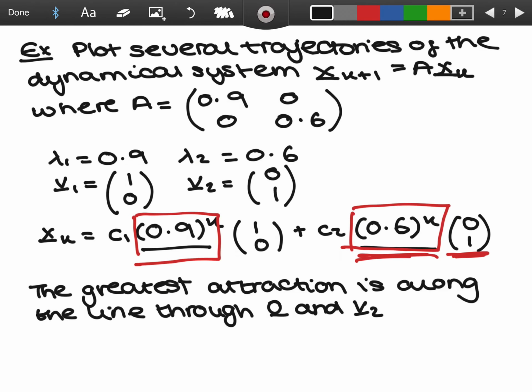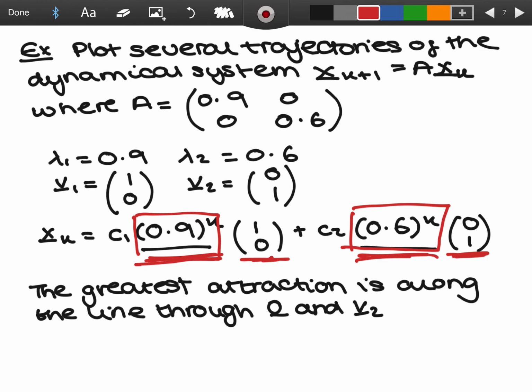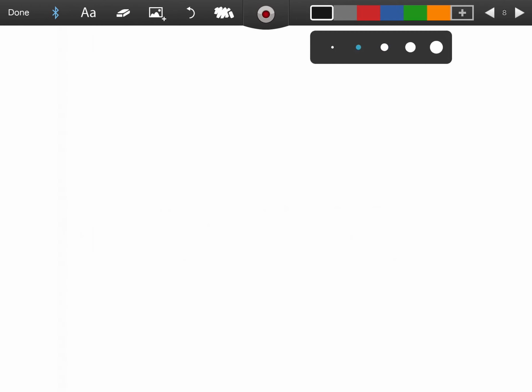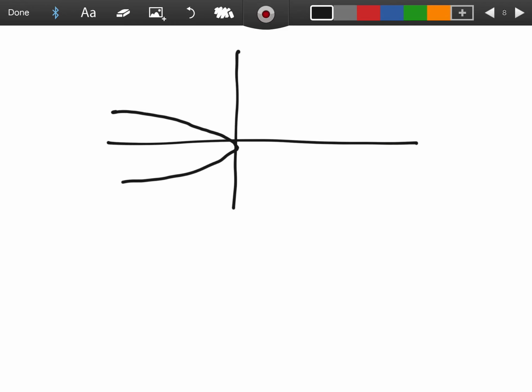If instead we had to look at, let's say, the greatest attraction was dealing with this eigenvalue here, let's say that this was like 0.4 to the k or something, and so your direction of greatest attraction was along the line that contains 0 and this eigenvector. When you drew that out, and please excuse how bad my drawing's going to be, it would be something like this.